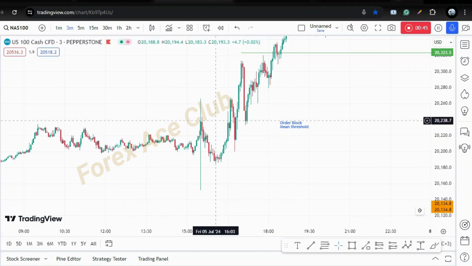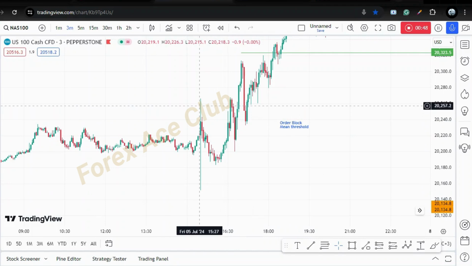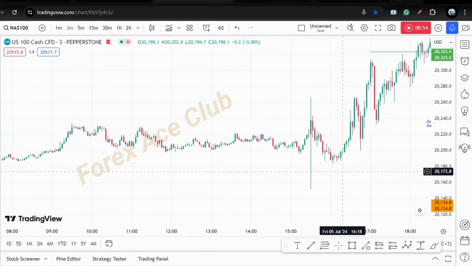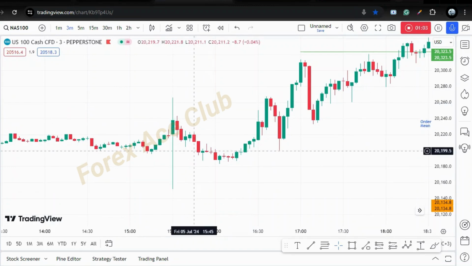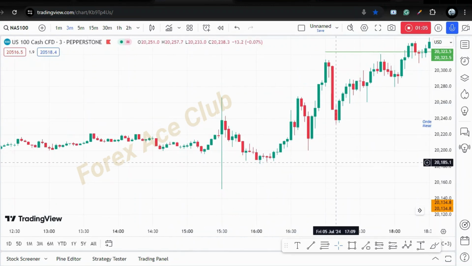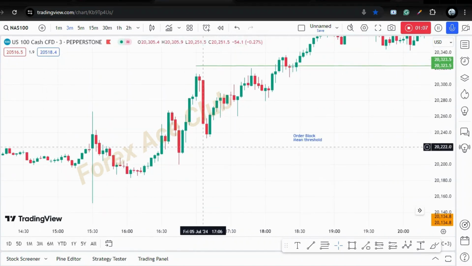So I want us to look at this. This was on Friday, 5th July 2024. This was the NFP news release. Both took the buy stops and the sell stops. I want to show you how I was able to catch a move here.